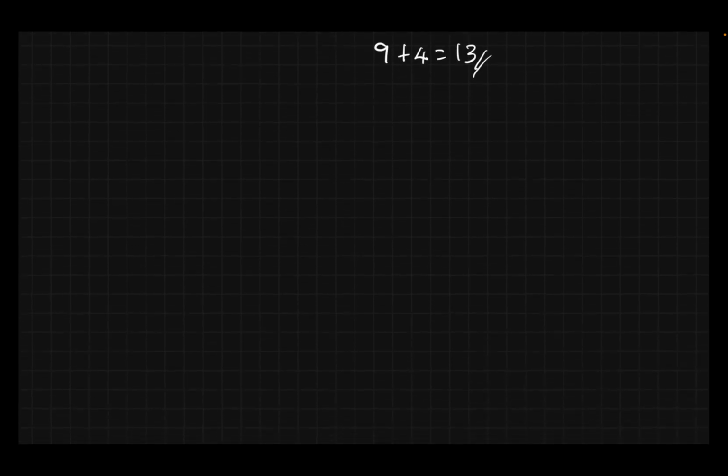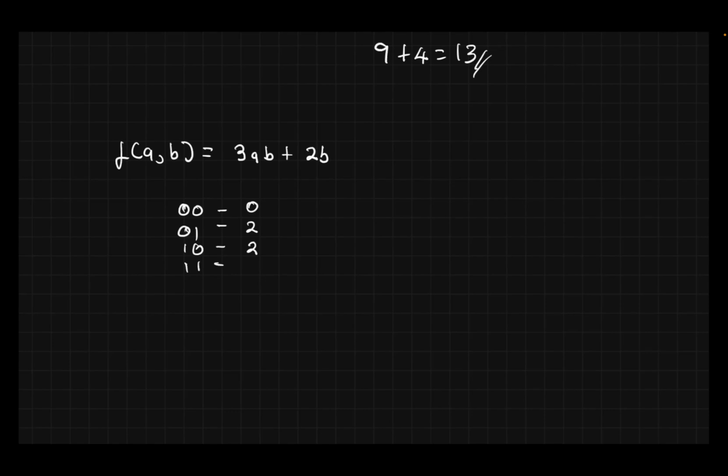Do this. F of a comma b is equal to, no, I'm trying to get the evaluation form. You don't need to write this one. 3ab plus 2b. So this is 0, 0, 0, 1, 1, 0, 1, 1. 0, 0 is 0. 0, 1 is 2. 1, 0 is, 1, 1 is. Okay, so this is your evaluation array.